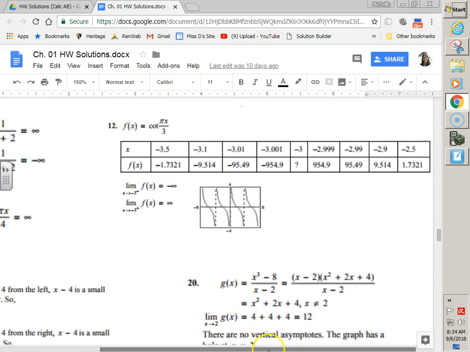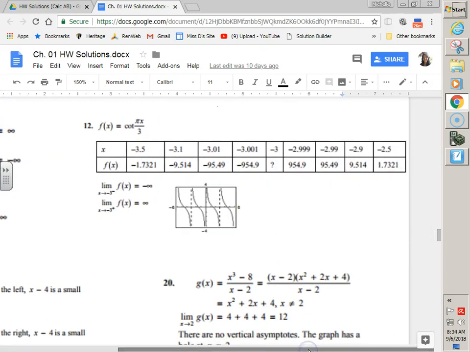Somewhere in here, you guys just started doing discontinuities. Number 12, a table. Were you guys able to read the table? More and more negative infinity, more and more positive infinity. So coming from below, negative infinity. Coming from above, positive infinity. But could you have also thought about the graph of cotangent and thought, as you were going towards negative 3, that'd be negative pi?